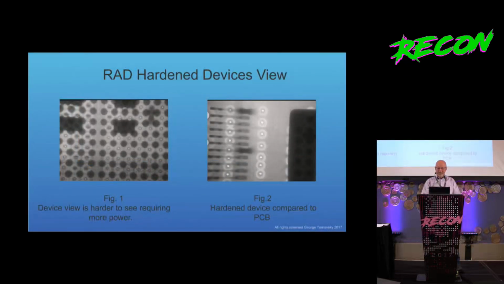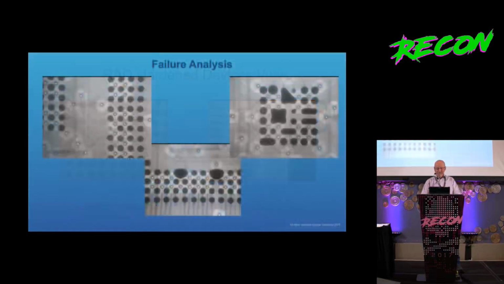So here's a rad-hardened device on the right side. Looking at it, I'm sorry, on the left side you're looking right through it, not a problem. But on the right side, you can see the rad-hardened device is obscured pretty well. That again, you can see with an X-ray and go through it.